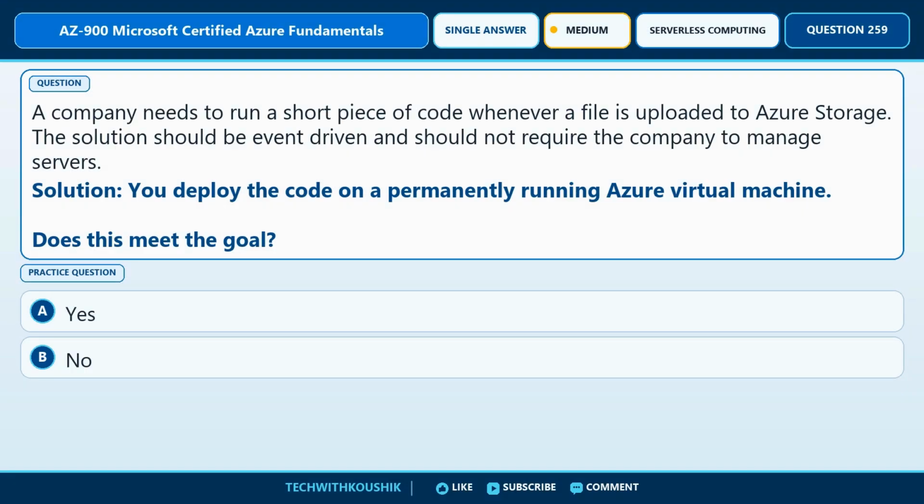Take a careful look at question number 259. Pay close attention to what the scenario really requires. A company needs to run a short piece of code whenever a file is uploaded to Azure storage. The solution should be event-driven and should not require the company to manage servers. Solution: you deploy the code on a permanently running Azure virtual machine. Does this meet the goal? See which choices you can rule out. Consider option A, yes. Consider option B, no.